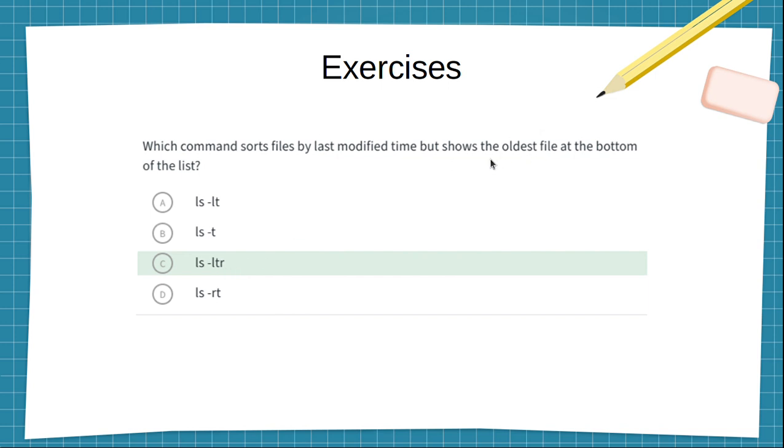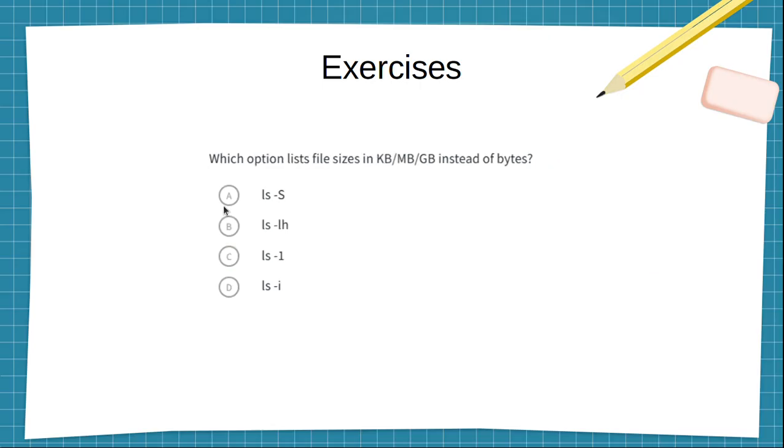So I need to select the option that shows the oldest file at the bottom, which means the new file needs to be at top. So A would be the answer for this. Why? Because it's long listing format, and I need to format it with time. I need to filter it with time. That's all.